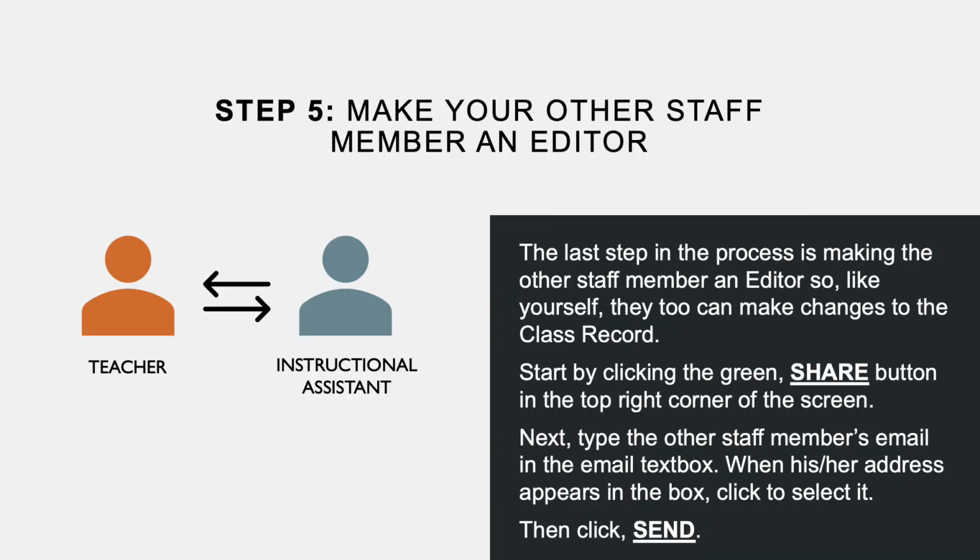Step 5. Make your other staff member an editor. The last step in the process is making the other staff member an editor so, like yourself, they too can make changes to the class record. Start by clicking the green Share button in the top right corner of the screen. Next, type the staff member's email address in the email text box. When his or her address appears in the box, click to select it, and then click Send.